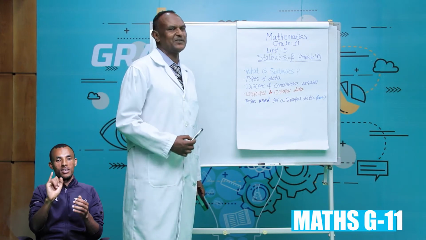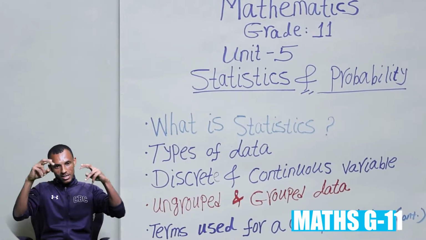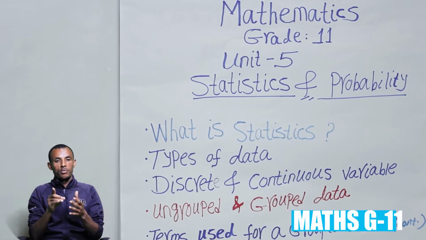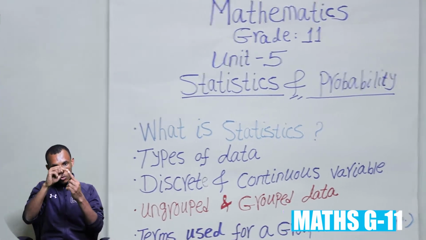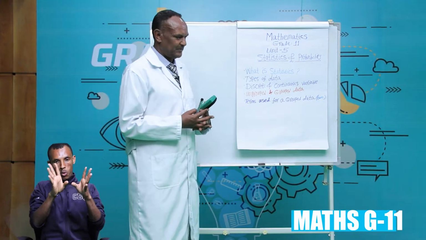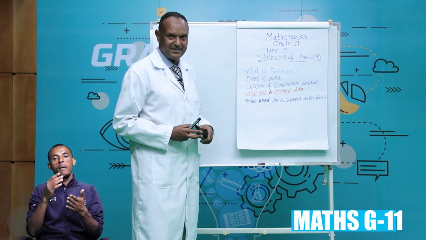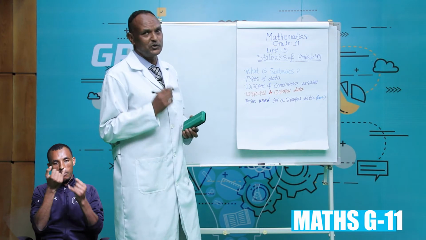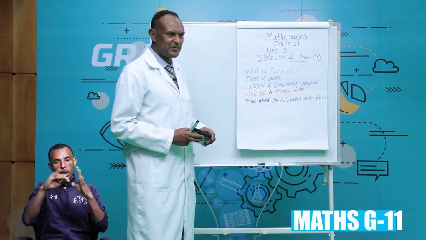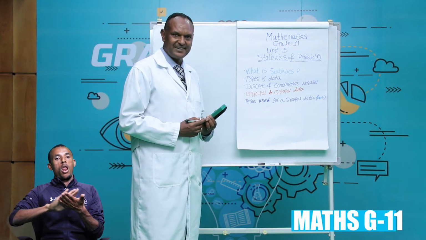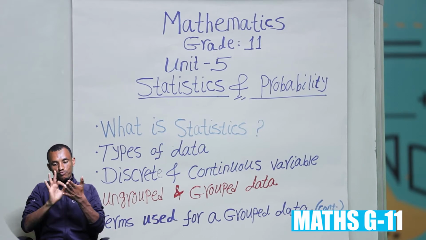Statistics is a science of collecting, organizing, presenting, analyzing, and interpreting data in order to give conclusions. When you collect data, sometimes the result may be a number, sometimes it may not be a number. This data can be divided into two types. Data which cannot be expressed in number, we call qualitative data. Data which can be expressed numerically, we call quantitative data.